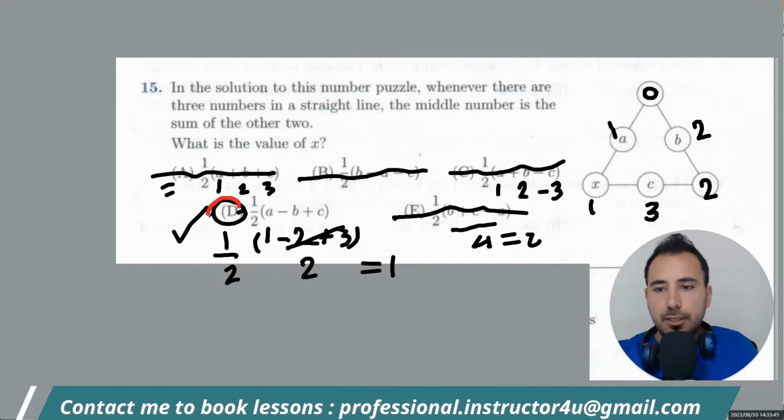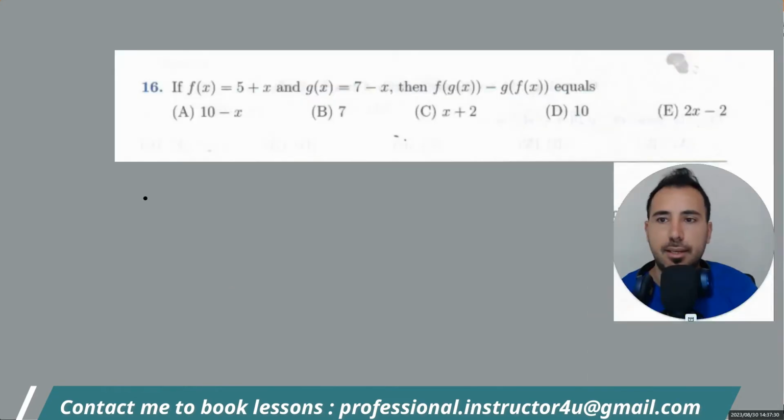So the only one that could be the answer is one of them, D. So we're pretty sure D is the right answer. If f(x) is equal to 5 plus x and g(x) is 7 minus x, what is this expression?